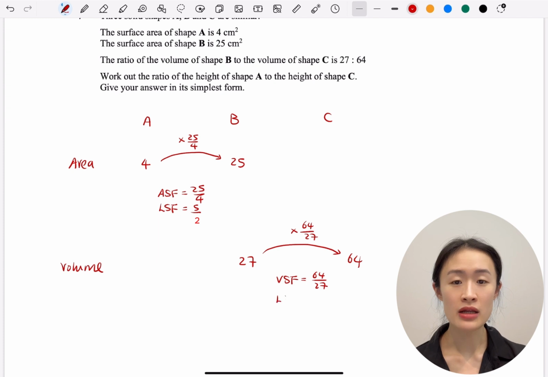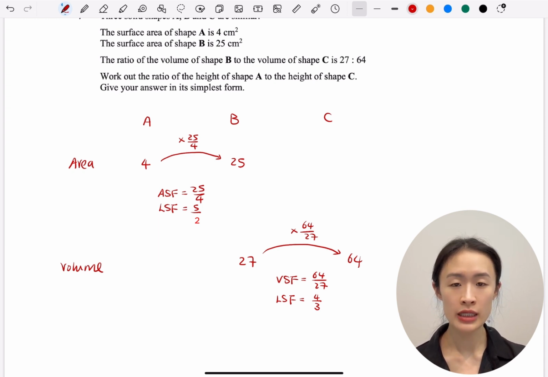And we can work out the length scale factor by cube rooting this number, and that gives us 4 over 3. We need to work out the length scale factor from A to C in order to work out the ratio. We are not given any information about the height of A or height of B or height of C.